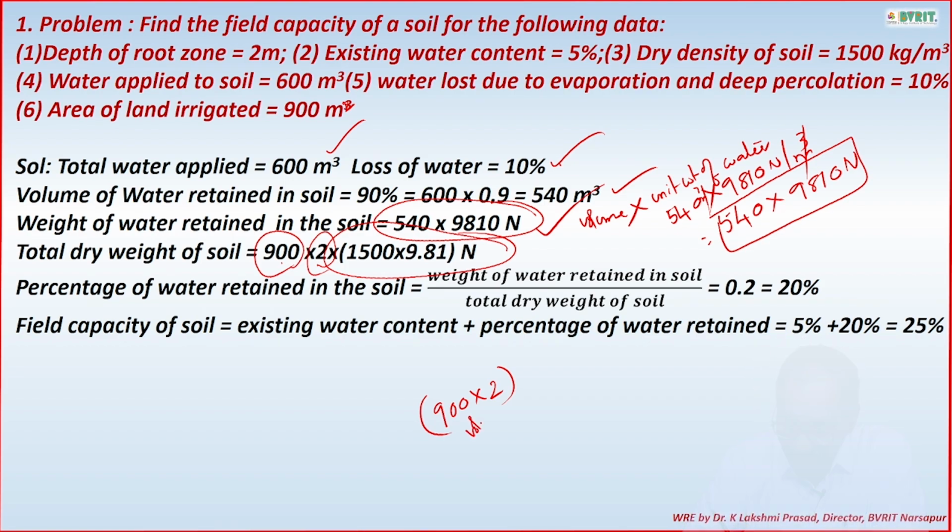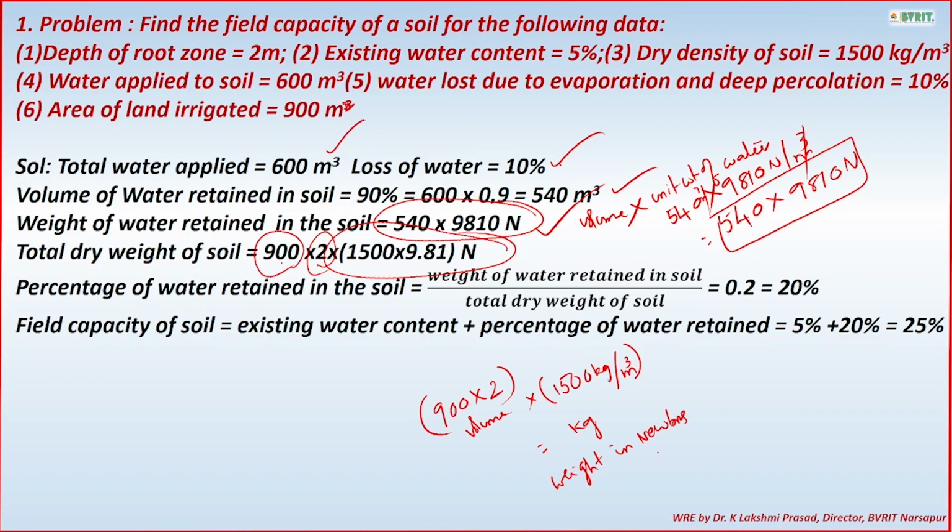Volume multiplied by the dry density, this is 1500 kg per meter cube. It is in kg per meter cube. But if you see, volume multiplied by this, you are going to get only kg. But we need the weight in units of what?